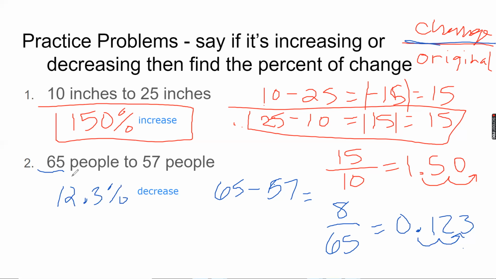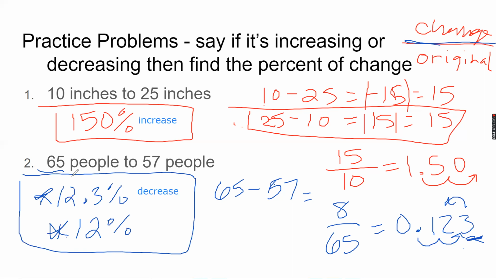Or you can round to the nearest whole, which means you're going to be looking at this 3, and we're going to see if that 3 rounds up that 2. Since 3 is less than 5, it does not round up the 2. So you could also say 12%. So either one of these answers would be acceptable, because I did not tell you how to round your answer. And that is it. So hopefully you got one of those 2 answers and you said that it was a decrease.